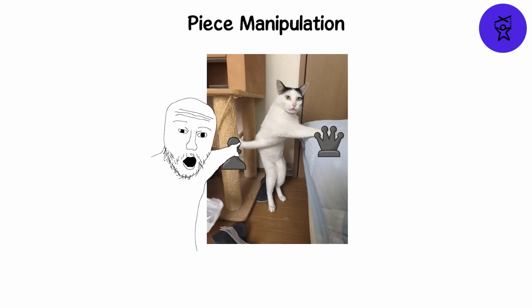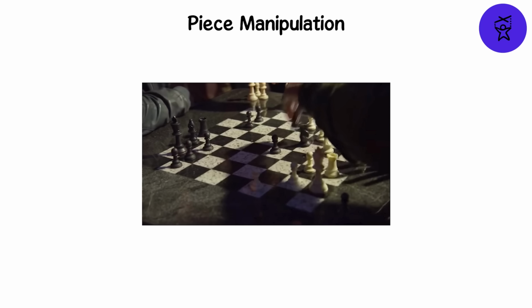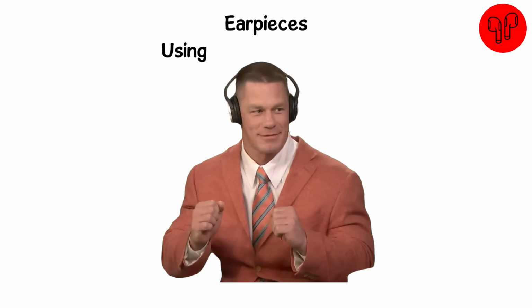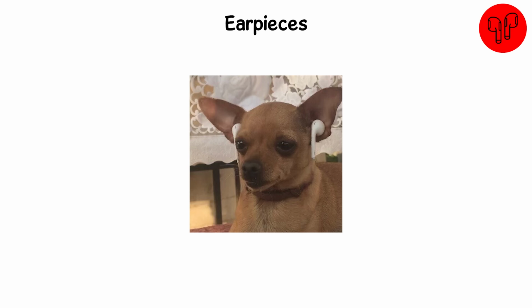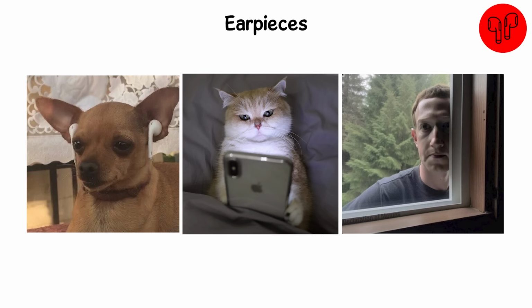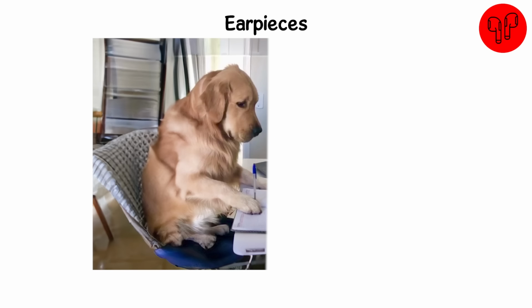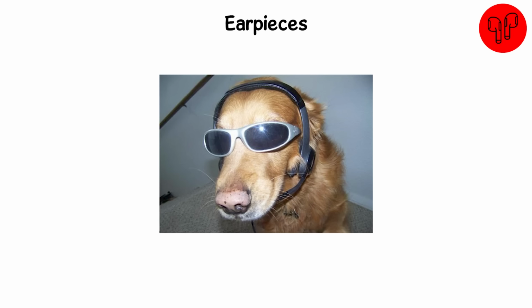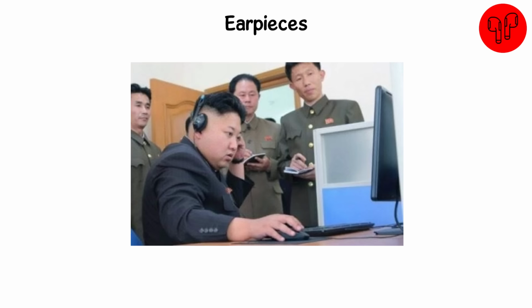This trick would work against a lot of people, but unfortunately for him, his opponent is a freaking grandmaster. Earpieces. Using wireless earpieces, cheaters can receive real-time advice from an outside source. The person outside would consult chess engines and send instructions to the player through the earpiece, making it challenging to detect, especially with the advancement of miniature earpiece technology.